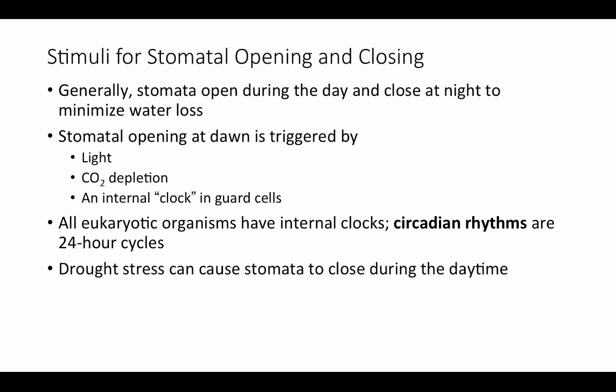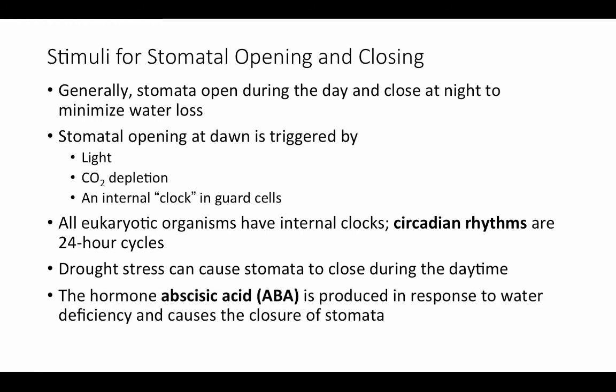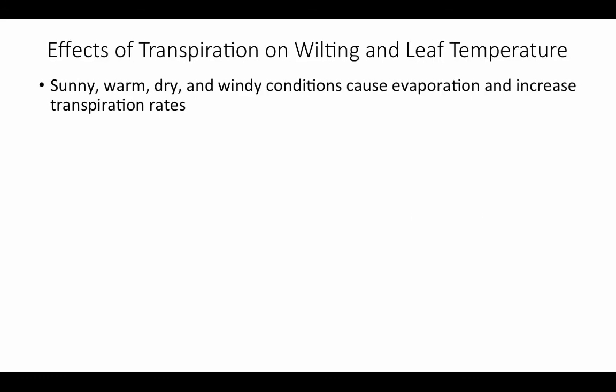So various things can cause stomata to close during the daytime. One of them is drought stress, when the plant becomes severely water stressed. Even though they need to have them open for photosynthesis, the water loss is more important at that point. There's also a hormone called abscisic acid, ABA, that is produced in response to water deficiency and causes the stomata to close. So transpiration can have negative effects as well on plants.